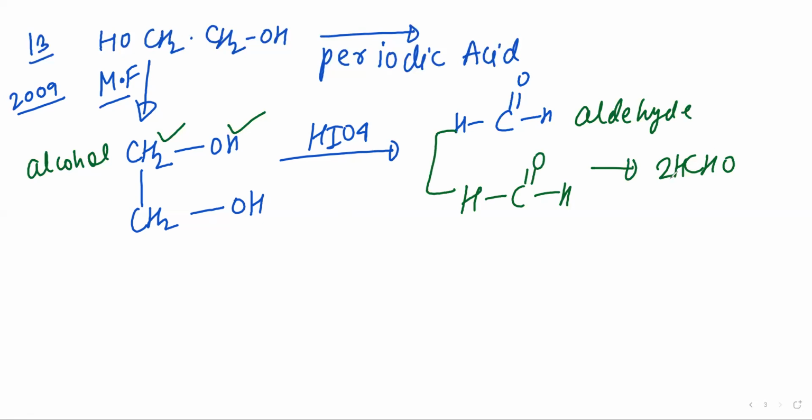Understood? So hydrogen is removed from there. So it does oxidation, right? It is removing the hydrogen. The name given is periodic acid. So write it down.